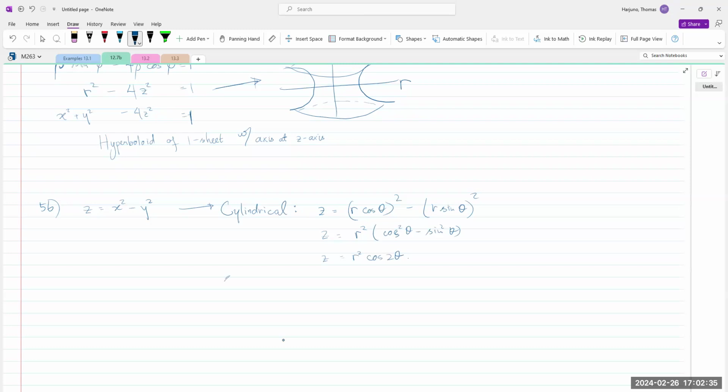How about spherical? If we write that in spherical, I continue from here, but I change the r into rho sine phi, squared, right?